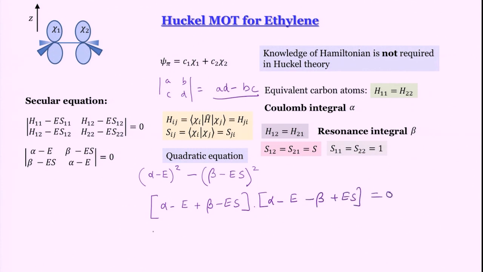Considering the first term, I write alpha minus E plus beta minus ES equal to 0. So, from here what do I get? I get E multiplied by 1 plus S is equal to alpha plus beta, or E is equal to alpha plus beta divided by 1 plus S.